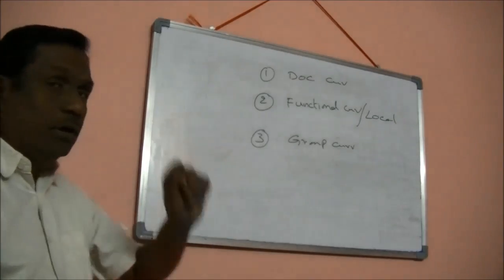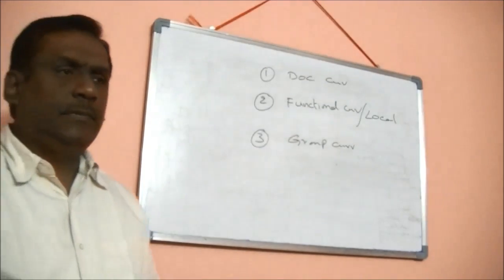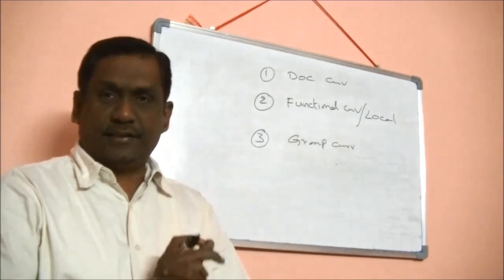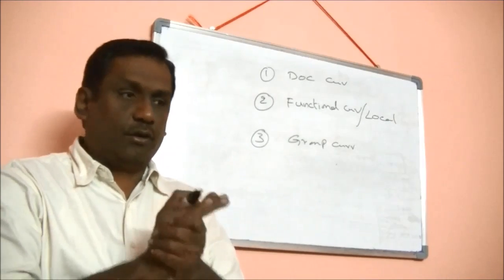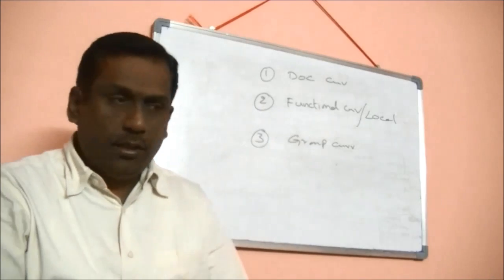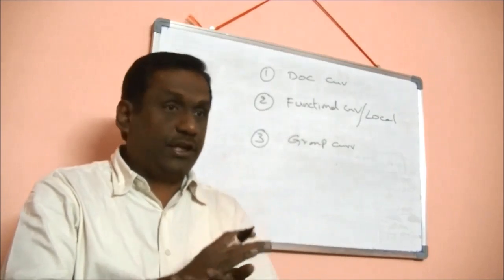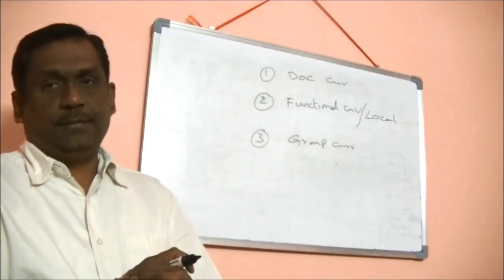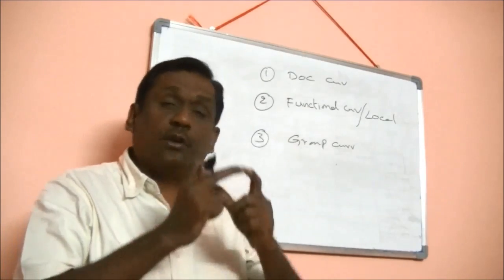We need to understand in detail about all these three concepts. What is document currency? Very simple. Any currency mentioned on the document is called document currency. What do you mean by document? The document can be an invoice copy, a work order, a service order, but in general it will be an invoice copy. So any currency mentioned on your invoice copy is called document currency.